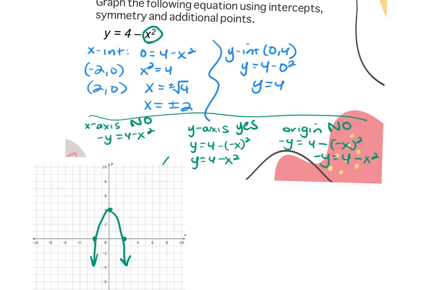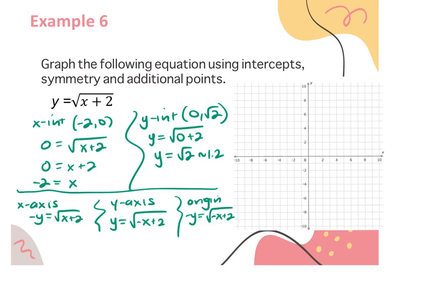Okay, then the last one was example 6. My x-intercept is negative 2, 0. My y-intercept is 0, square root of 2. If this kind of question is on the part where you don't have a calculator, then when you write your answer, you're going to keep it exact for me. So you're literally going to keep it as 0, square root of 2.